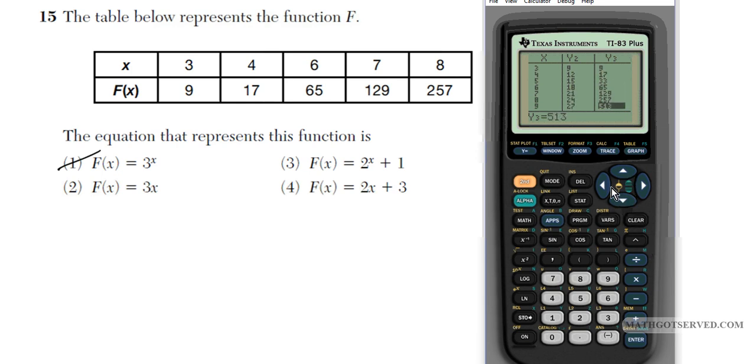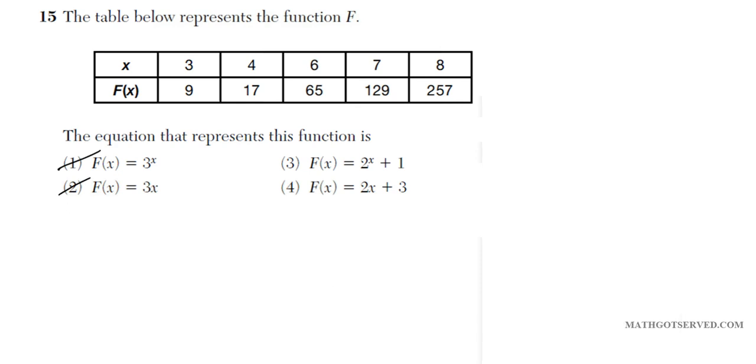Okay, so if you look at function 2, you see that when x is 3, y is 9 for the second function. Good. When x is 4, y is 12 for the second function. What does that mean? It means that function 2 is wrong. Okay? So let's proceed to the third function.